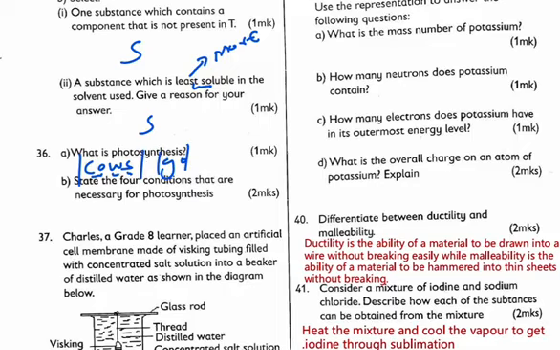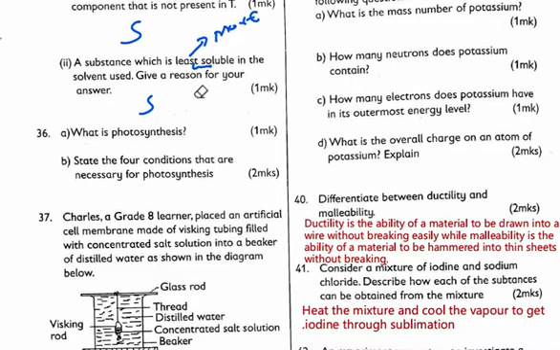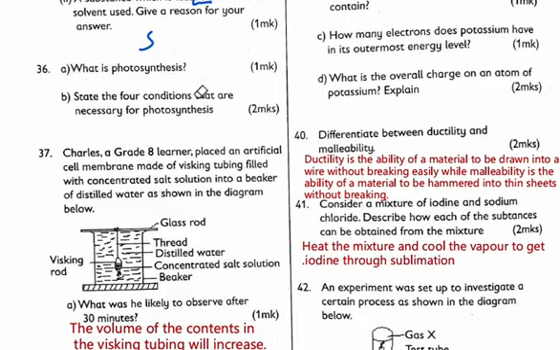For part B, state the 4 conditions. The conditions are: 1, carbon dioxide. Another one is W, water. S for sunlight. Then finally, remember the green plants, so it is chlorophyll. That is the condition necessary for photosynthesis. So we get those 3 marks. Sunlight, water, carbon dioxide and chlorophyll are the conditions necessary for photosynthesis. Number 7.